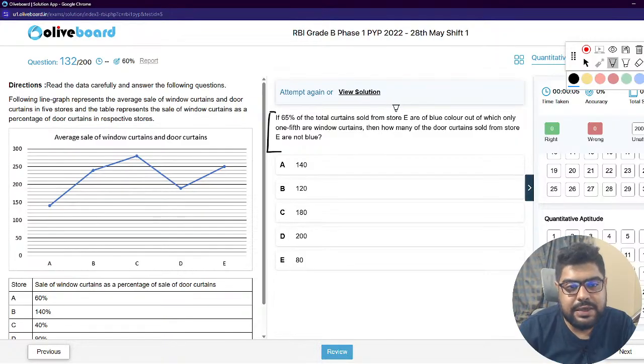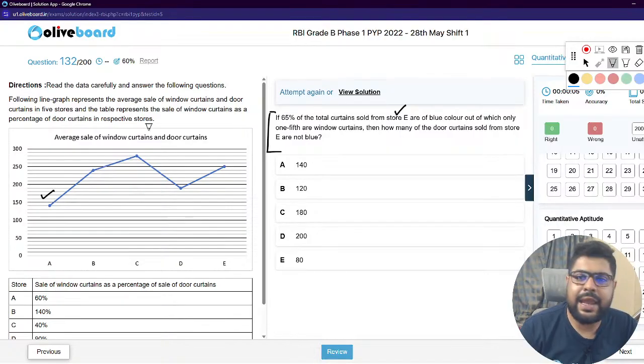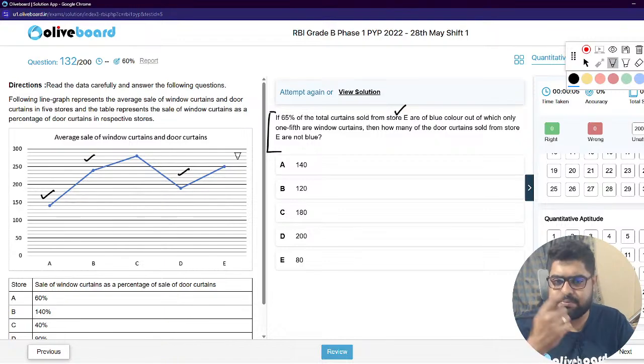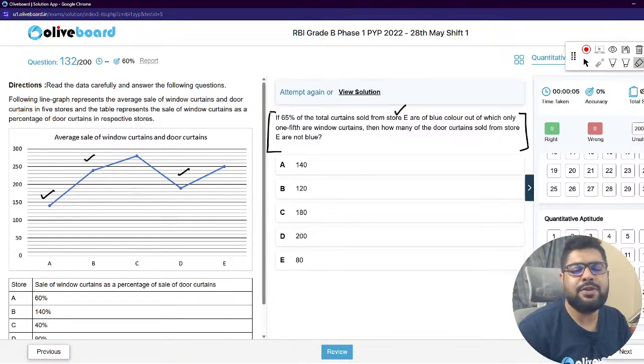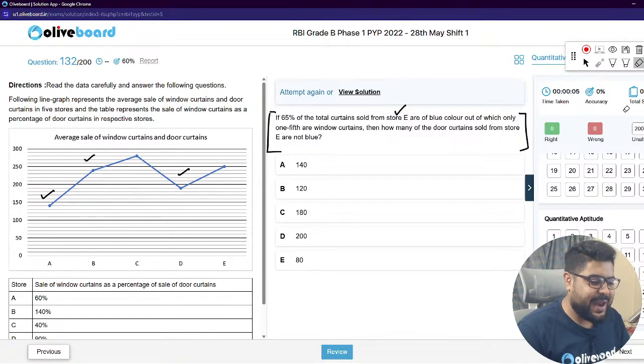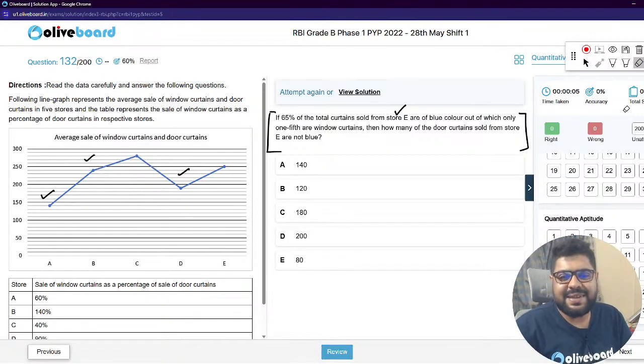65% of the total curtains stored E. Acha, one simple advice I can give you guys. So we have figured out A, B, and D. Now still, here I don't have the data, but again keep those data. Like in the later questions, you might need it. Okay? Because at the end of the day, when you do a couple of questions, 3 questions, almost all the data you have calculated. So you will have more time to actually do this.